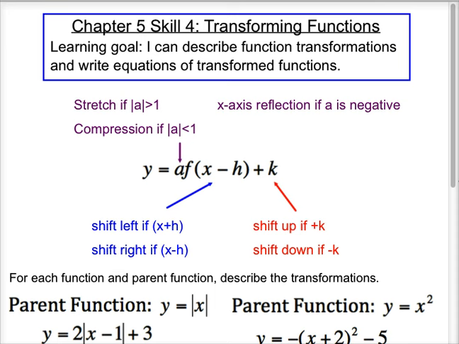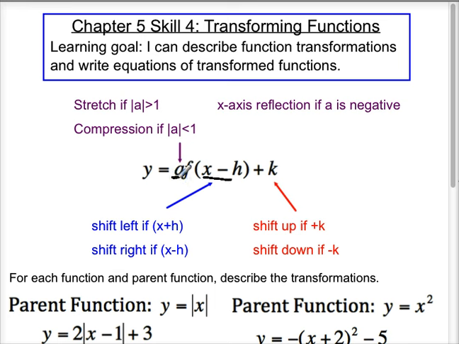So when you have something multiplying out front, remember that is creating a stretch if it's a number greater than 1, or compression if it's less than 1. And if that number is negative, that means you have an x-axis reflection. So that's all based on this a value right here.